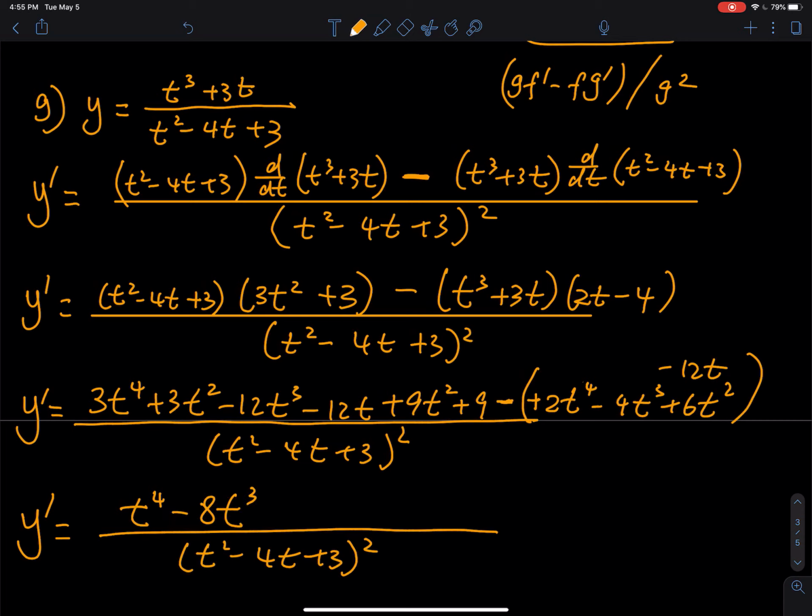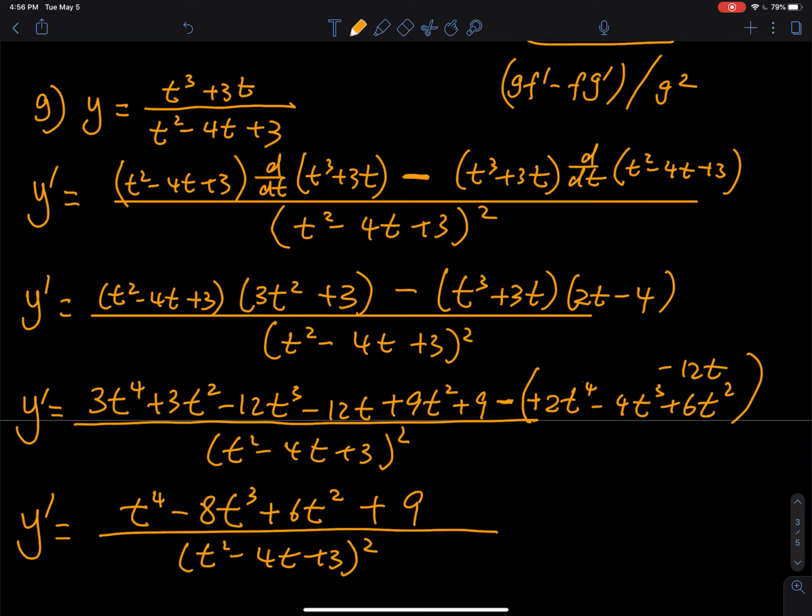And then the second power, we have 3 plus 9. That is 12. 12 minus 6, that is 6. And then the first power, we have negative 12 plus 12. That is gone. And then a plus 9. All right, so that is the final answer of part G.